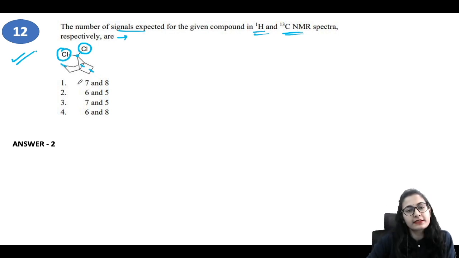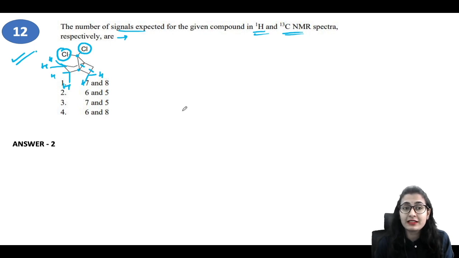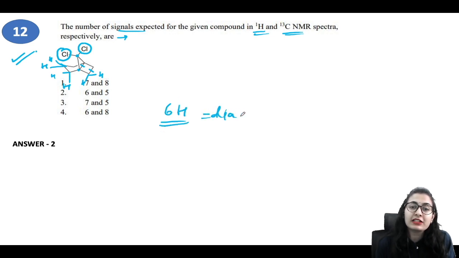Now see guys, there is no hydrogen over here, there is one hydrogen over here, and there are two hydrogens on this carbon and two over here. So in total we have 6 hydrogens, and all of these are diastereotopic because you cannot find any relationship between these hydrogens. All 6 hydrogens are diastereotopic in nature. That's why they are going to give you 6 distinct signals in the proton NMR spectrum.